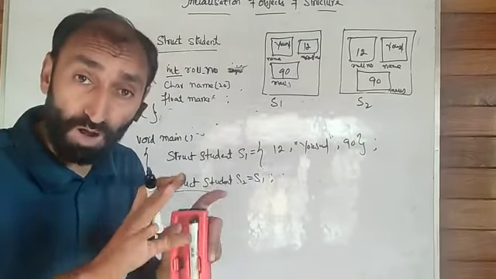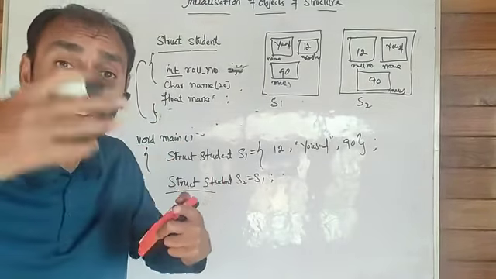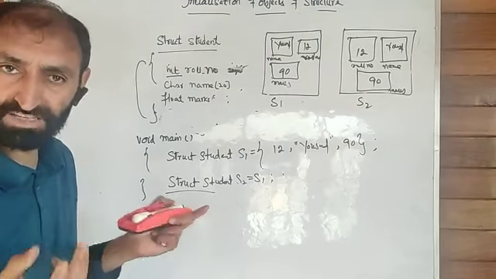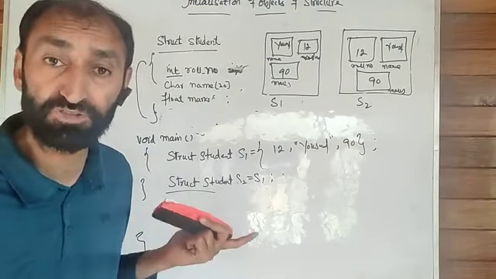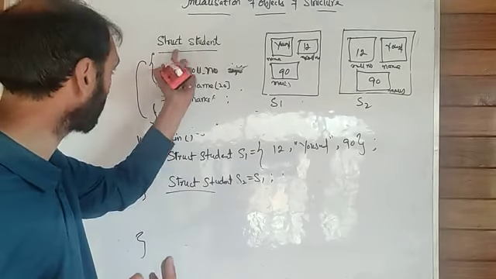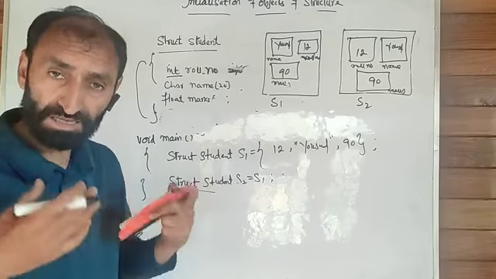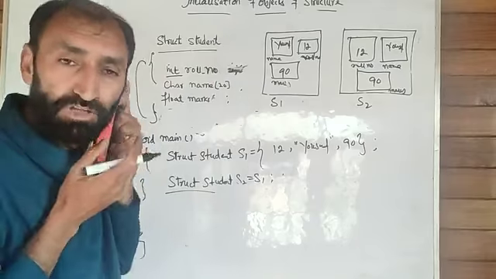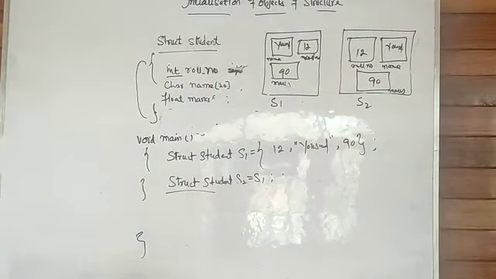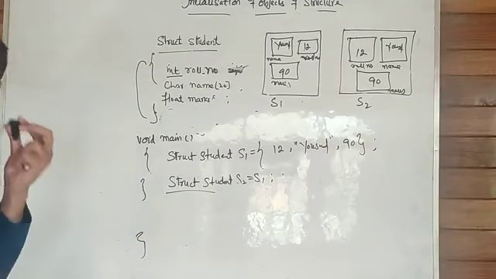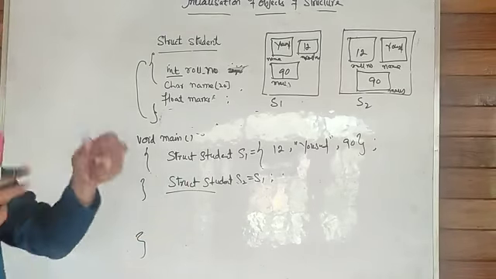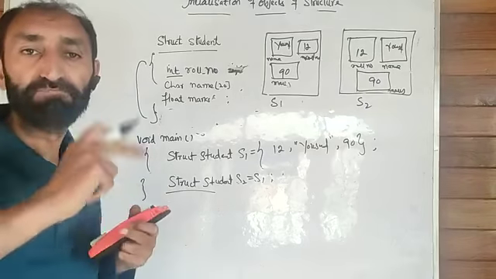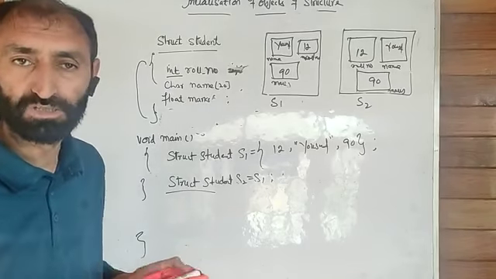We cannot copy the objects of different structures. For example, if I have a structure by the name student, and another structure by the name employee, we cannot copy the objects of employee to the objects of student. We can copy only when objects have the same structure. We have to take care of these things while using structures.